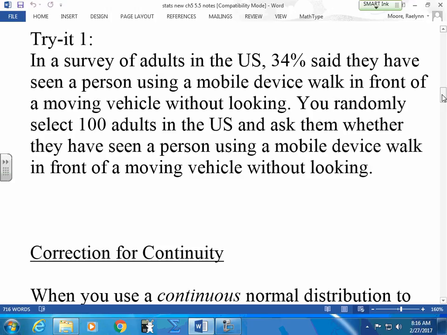So in a survey of adults in the United States, 34% have seen a person using a mobile device walk in front of a moving vehicle without looking. I can tell you how true that is. I was in the city yesterday, and people literally are on their phones walking into everything.